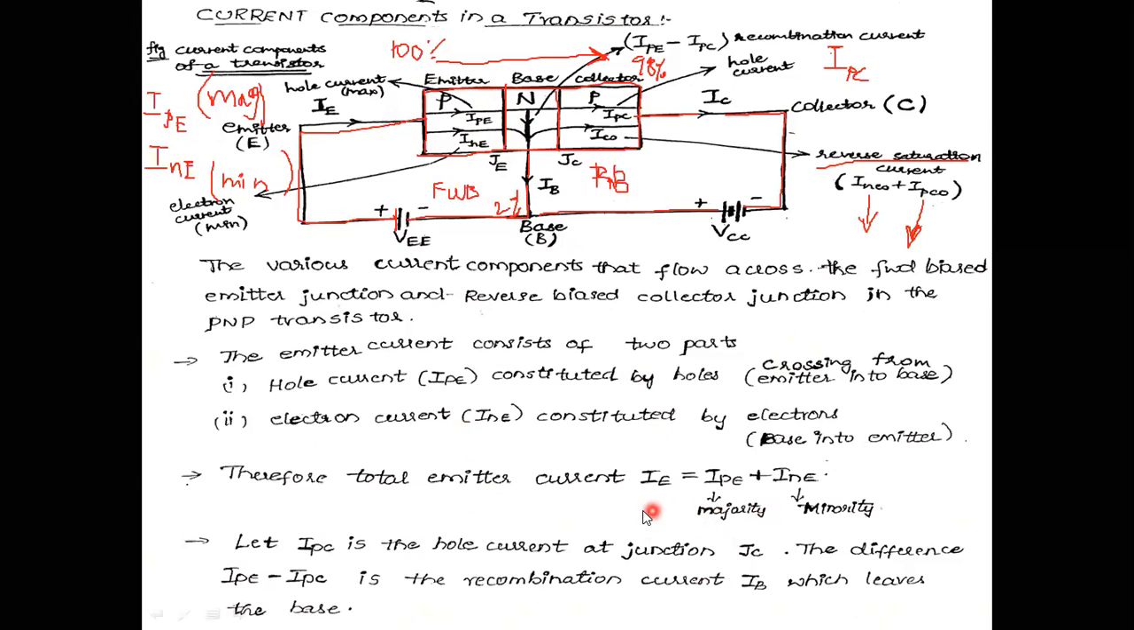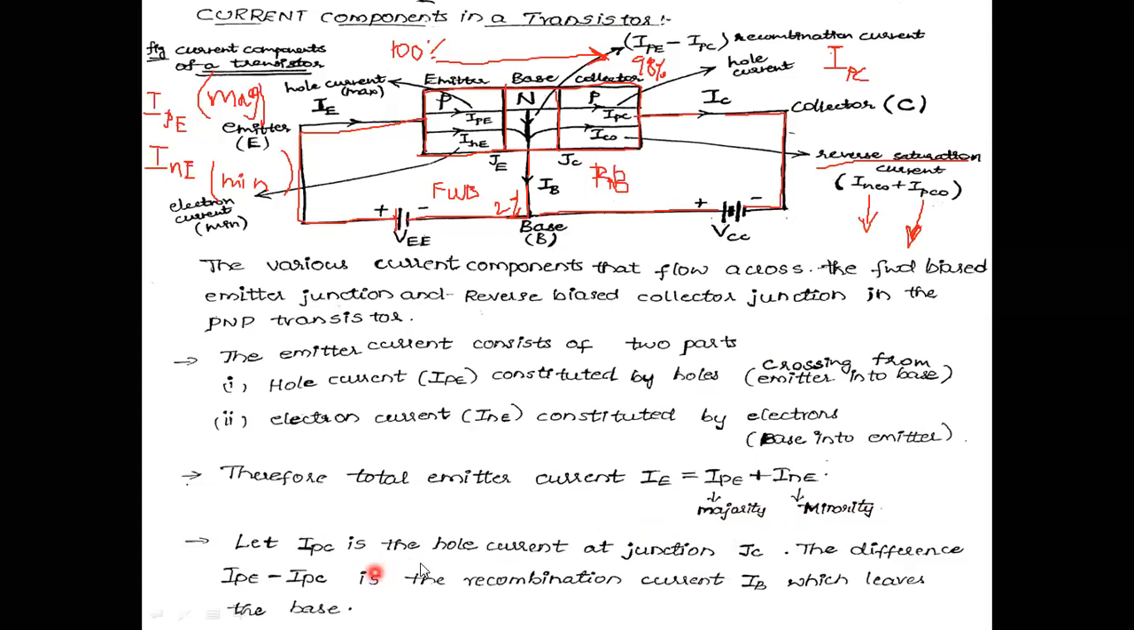The total emitter current is given by IE is equal to IPE plus INE. IPE is mainly because of majority charge carriers. INE is mainly because of minority charge carriers. That is, the total current of the emitter is given by IPE plus INE.